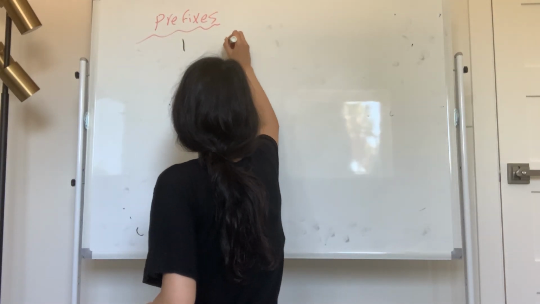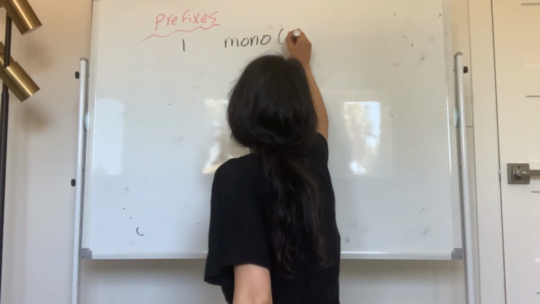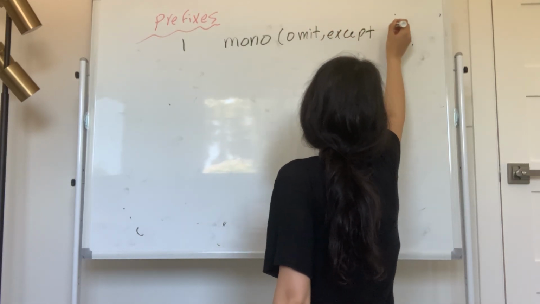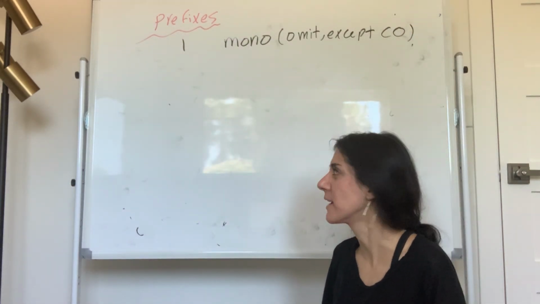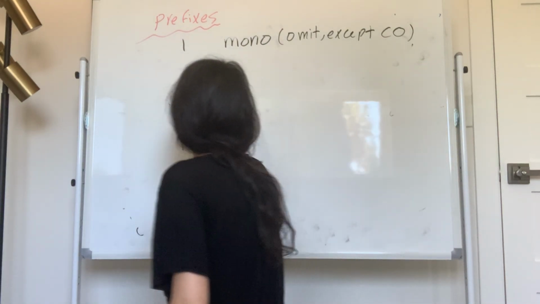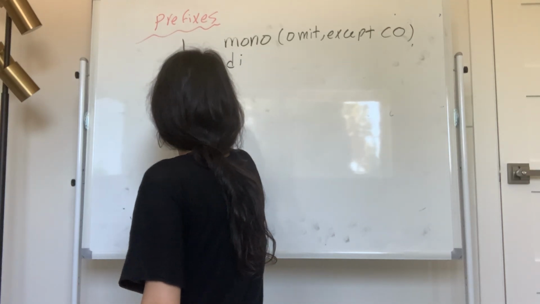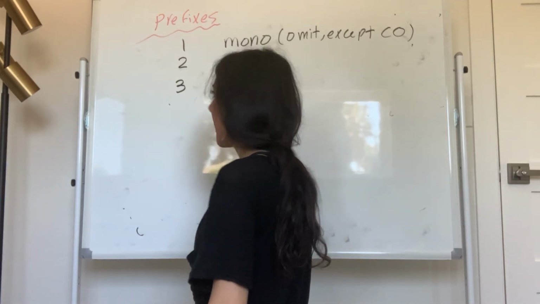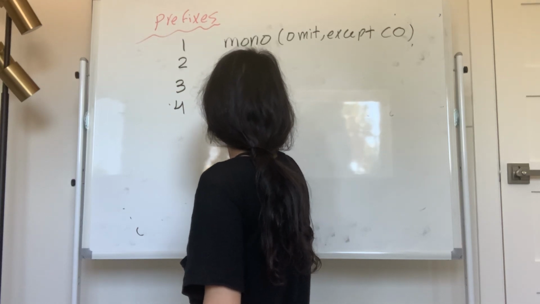One is mono, and we usually omit one, except for carbon monoxide. Carbon monoxide is almost a street name, so we use it. But we usually omit mono, we don't say it. Two is, hopefully you're shouting the answer, di. Three is tri. Four is tetra.